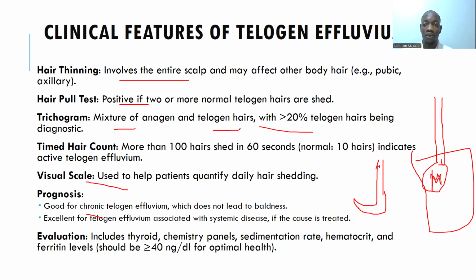When you're doing the evaluation, you need to do some blood workup to understand what is going on in the systems. That can include a thyroid function test. You can do a chemistry panel, including liver and renal function. Then you do an erythrocyte sedimentation rate, the ESR. Then you do a full blood count, where you're able to tell the hematocrit to see if there's any anemia, and then you also do ferritin levels, and this should be above 40 nanograms for you to say that someone is optimally okay or healthy.